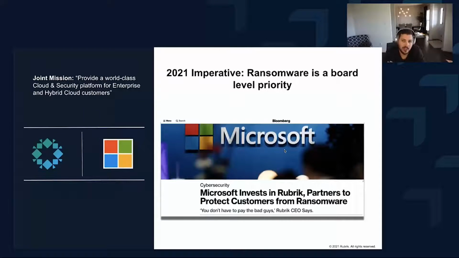And really all that is being driven around 2021's main imperative of ransomware. And this is, like we talked about earlier, a C-suite level conversation. It's board level, top of mind across the board. So this investment from Microsoft allows us to do a whole bunch of things on the back end, in terms of ensuring we have adequate protection in place, leveraging their engineering resources, their product management teams to make sure the joint products we have in place meet their standards, meet the Rubrik standards, and allow our customers to have a holistic data protection solution for any kind of internal, external threat scenarios.